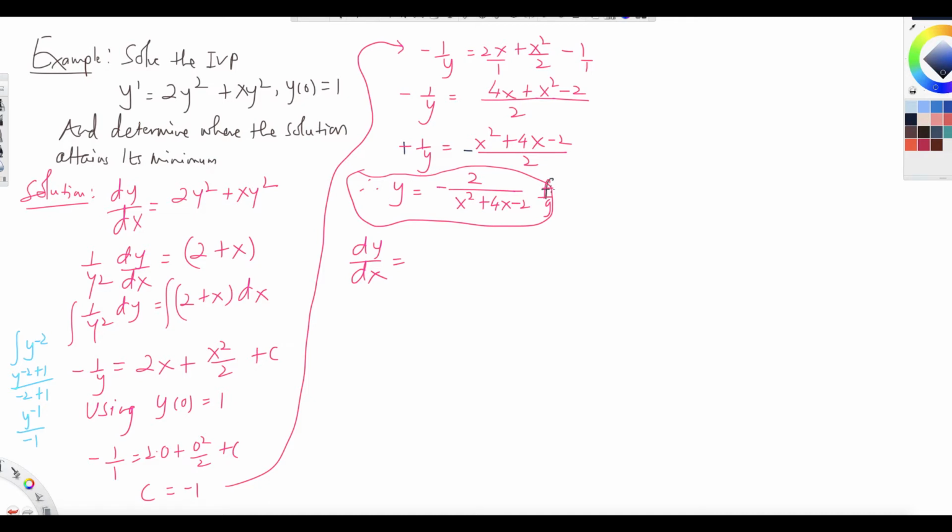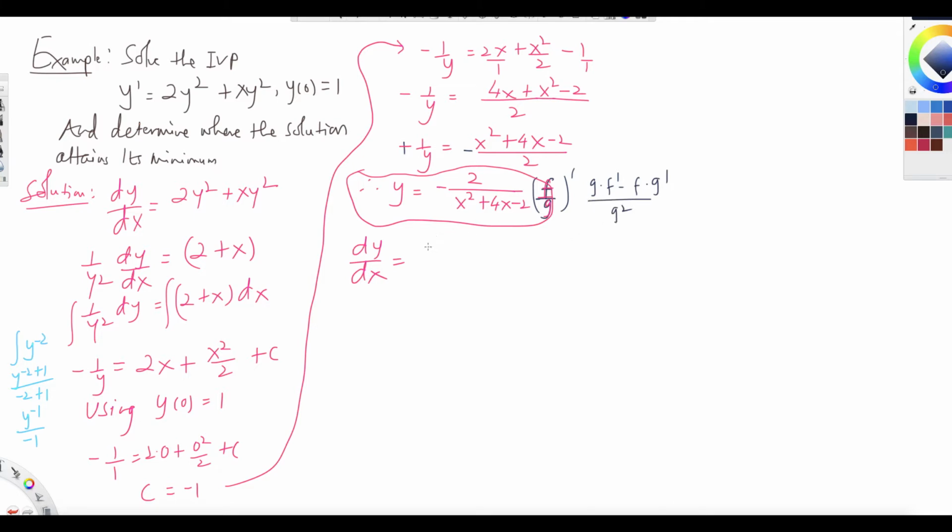So this is f over g. What is the quotient rule there? The formula is g times f prime, minus f times g prime, over g squared. You see that?